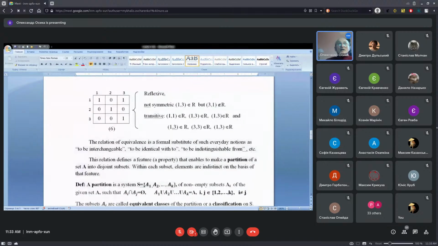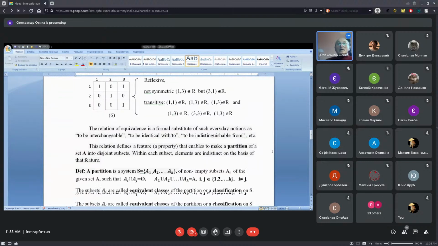Also, the relation of equivalence is a formal substitute of such everyday notions as to be interchangeable, to be identical with, A is identical with B or identical to B, to be indistinguishable, A is indistinguishable from B. Okay, if we have some objects of the same color, yes, they are indistinguishable.